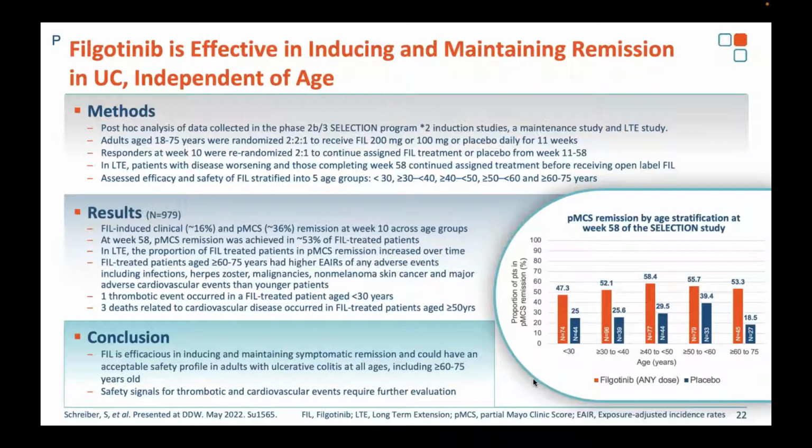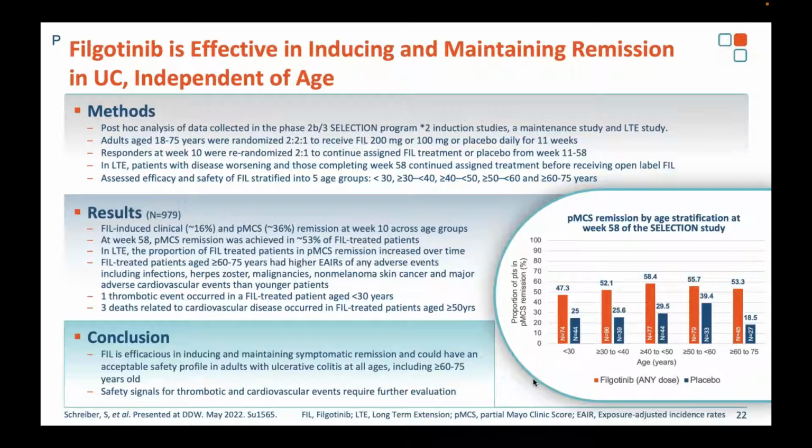This is a sub-analysis of the SELECTION study, the registration phase 3 studies looking at filgotinib in patients with ulcerative colitis. I'm not going to spend too much time on it, but the important message is that across the different age groups, filgotinib was equally effective throughout. They looked at the efficacy of filgotinib compared with placebo. In the bar chart, filgotinib is in orange and placebo in blue, and the cohorts are split into under 30, 30 to 40, 40 to 50, 50 to 60, and greater than 60 to 75.